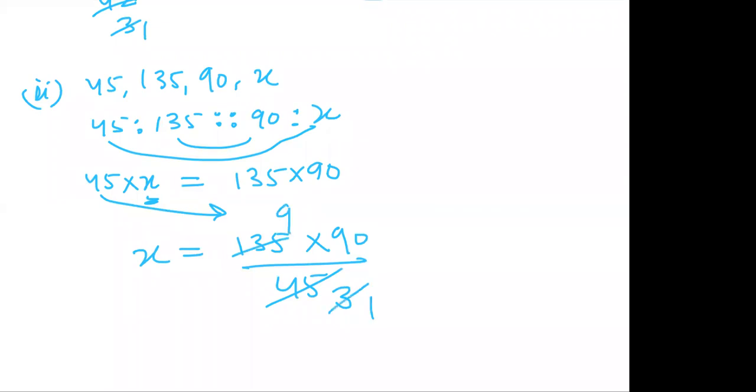3 ones are 3, 3 threes are 9. So x is equal to 90 into 3 is equal to 270. Is it clear?